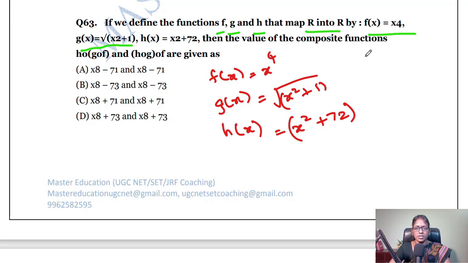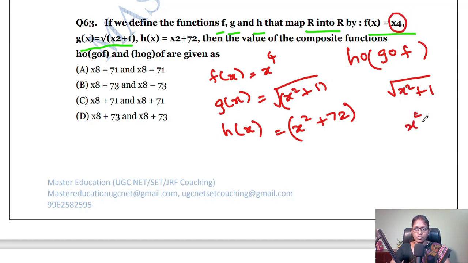So first find out h of g of f. Okay, g of f means what? In the g we have to assign the x. So what is the g? Root of x square plus 1. In this place of x, I have to assign the f value, x power 4, plus 1. So this is x power 8. So x power 8 plus 1.